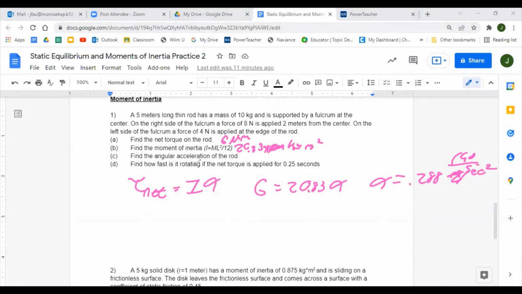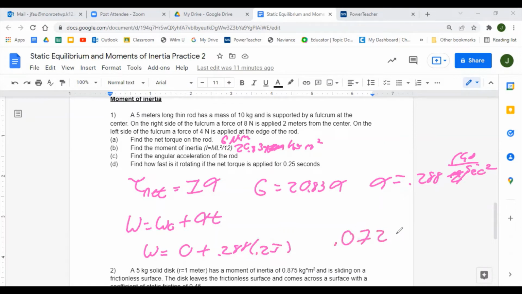So how fast is it rotating if the net torque is applied for 0.25 seconds? So omega equals omega naught plus alpha t. Omega naught equals 0. And then we know alpha, we just solved for it, is 0.288 times 0.25. So 0.288 times 0.25 is 0.072 rads per second.